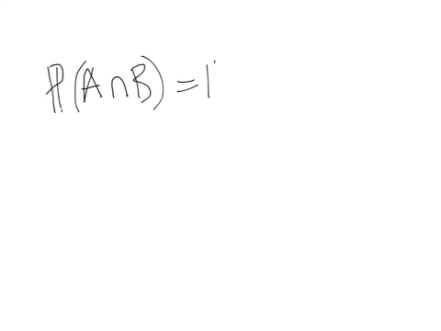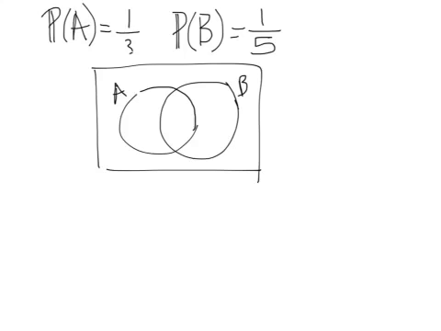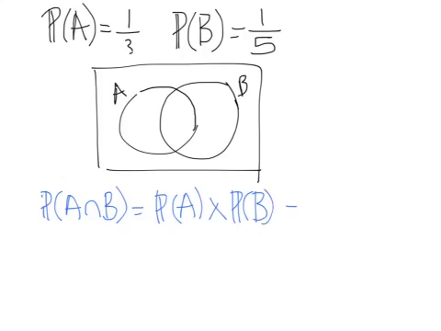Here's the test for independence. If 2 events are independent, then the probability of A intersection B is equal to the probability of A multiplied by the probability of B. Okay, let's practice using that. We've got these 2 events, A and B, and we're told that they are independent. So that means the probability of A intersection B is the probability of A multiplied by the probability of B happening. So that is 1/3 times 1/5, which is 1/15.